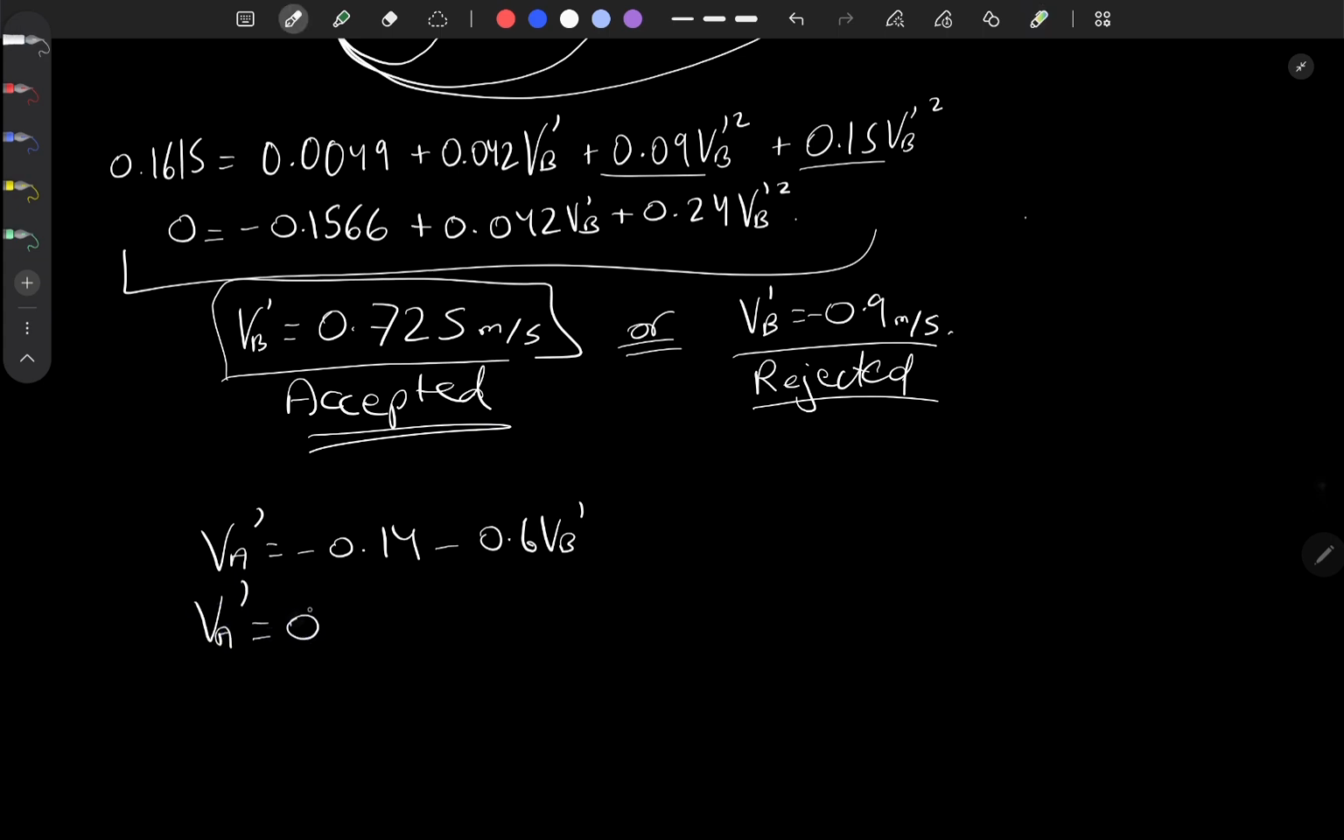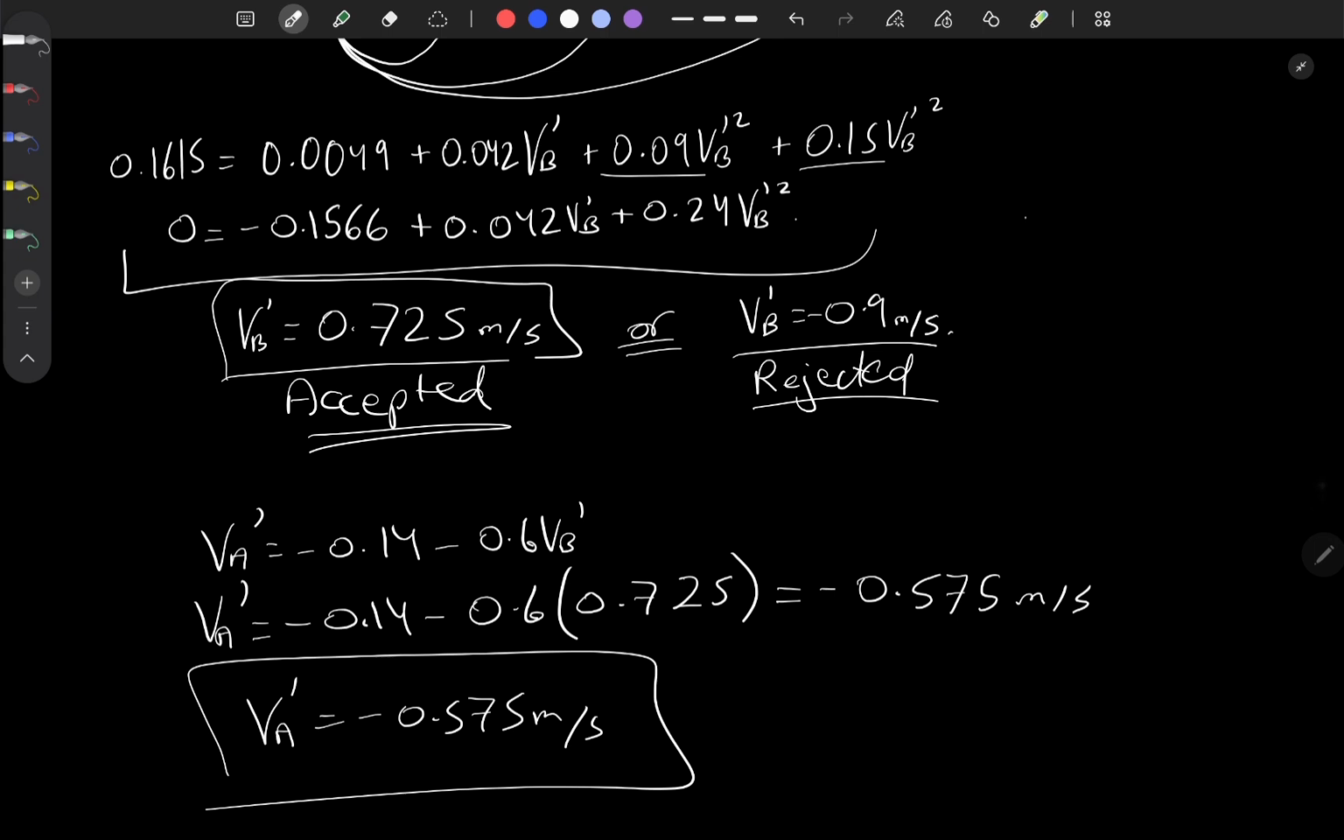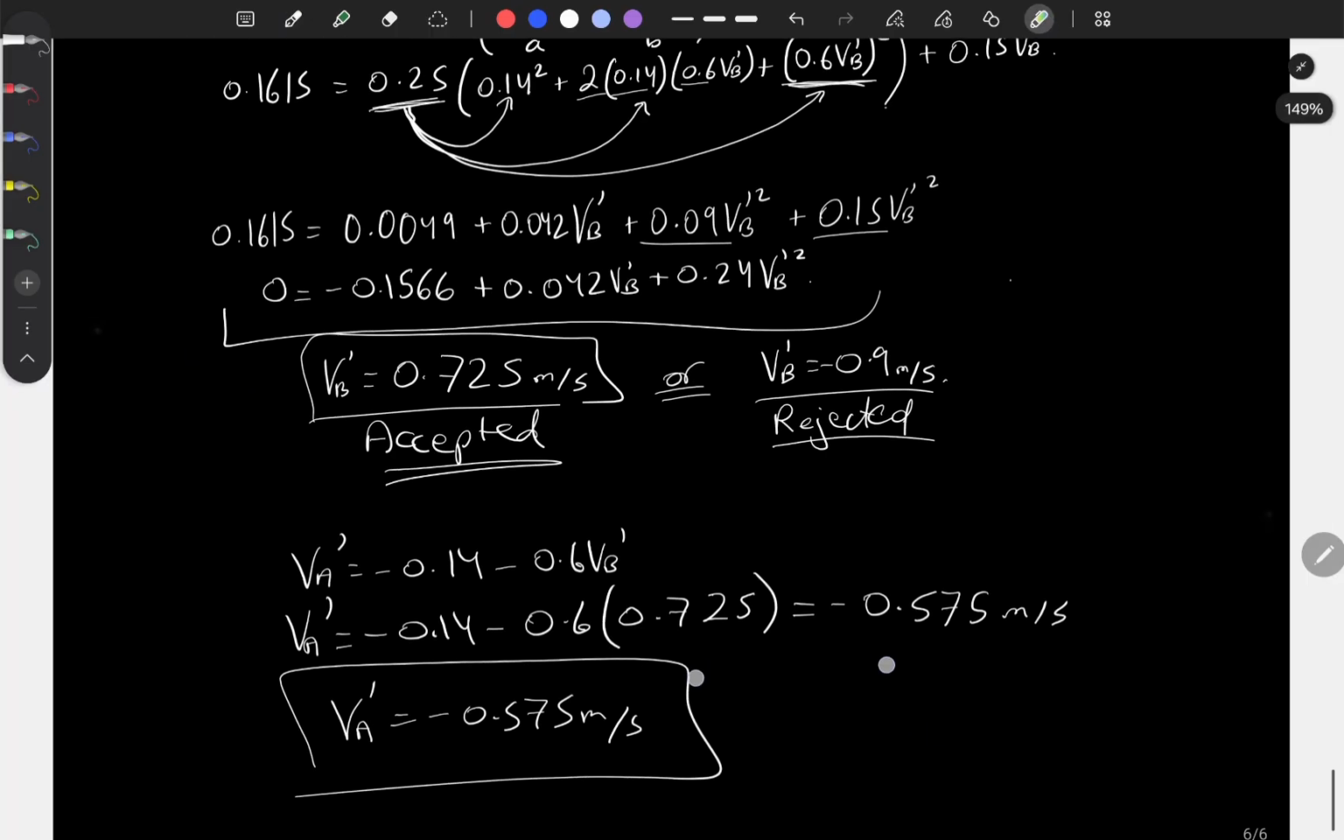So v prime a is equal to negative 0.14 minus 0.6 times v prime b, which is 0.725, and we're going to get negative 0.575 meters per second. So v prime a is equal to negative 0.575 meters per second. And this makes perfect sense. This one is going to the right because it's positive, this one's going to the left because it's negative. So these numbers make absolutely total sense.